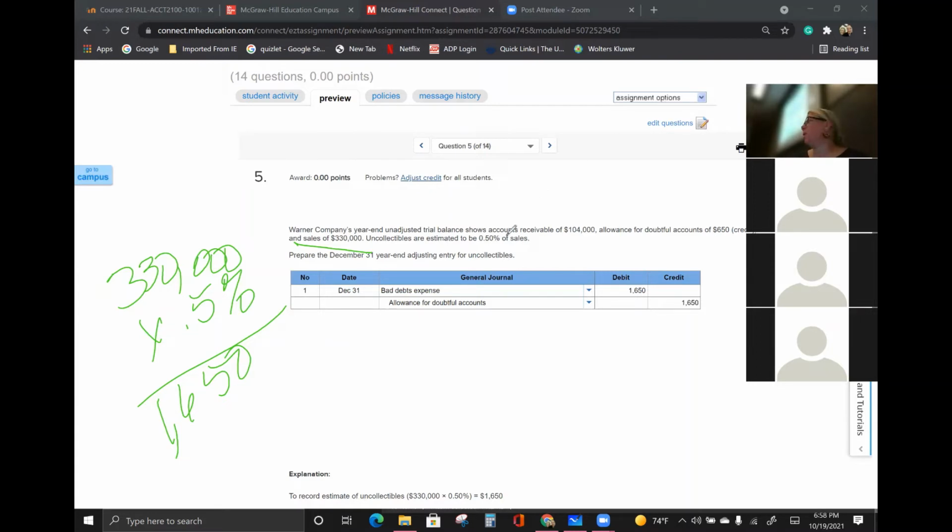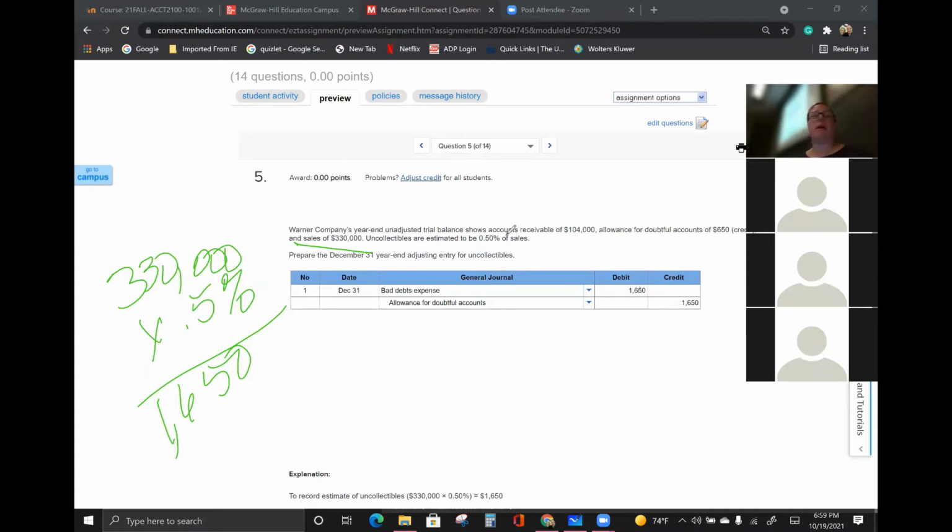You sure it doesn't say 0.5? It says 0.50. Okay, so do 0.5%, which would be 0.005. Okay. So multiply it by 0.005 and then put that answer in and see.